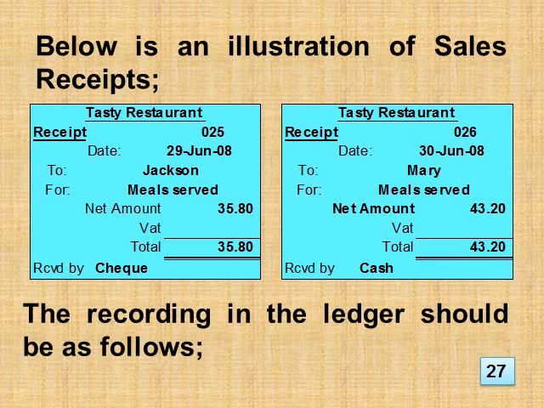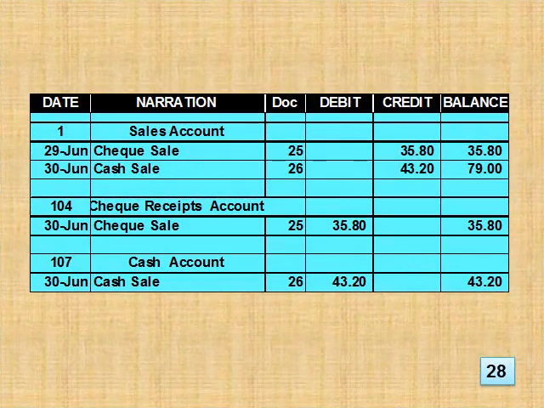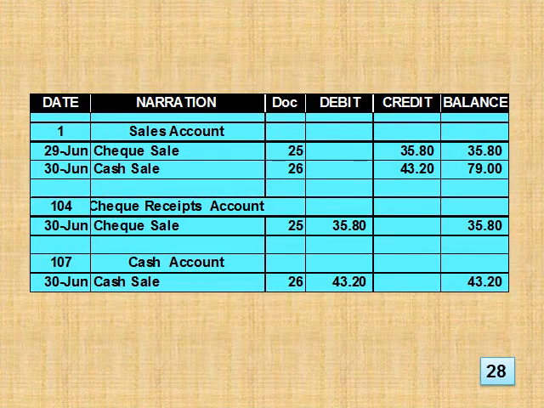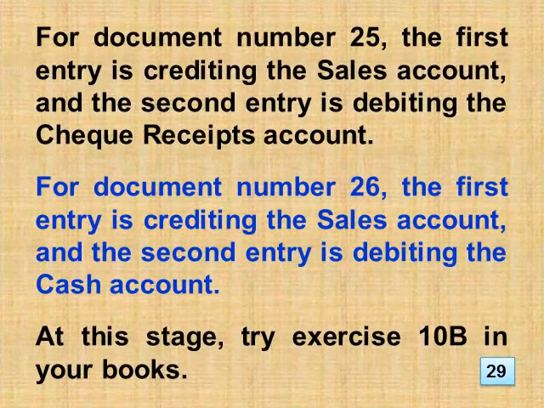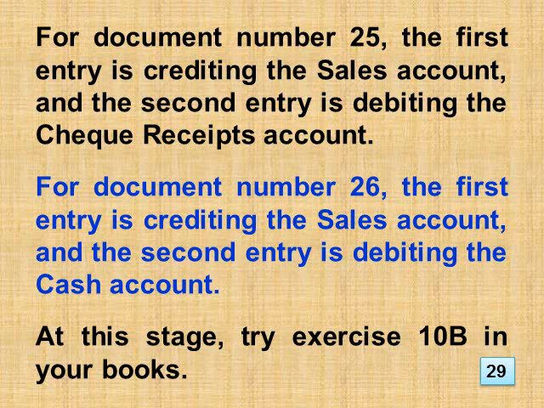Below is an illustration of sales receipts. The recording in the ledger should be as follows. This recording is explained on the following slide. For document number 25, the first entry is crediting the sales account, and the second entry is debiting the check receipts account. For document number 26, the first entry is crediting the sales account, and the second entry is debiting the cash account. At this stage, try exercise 10B in your books.